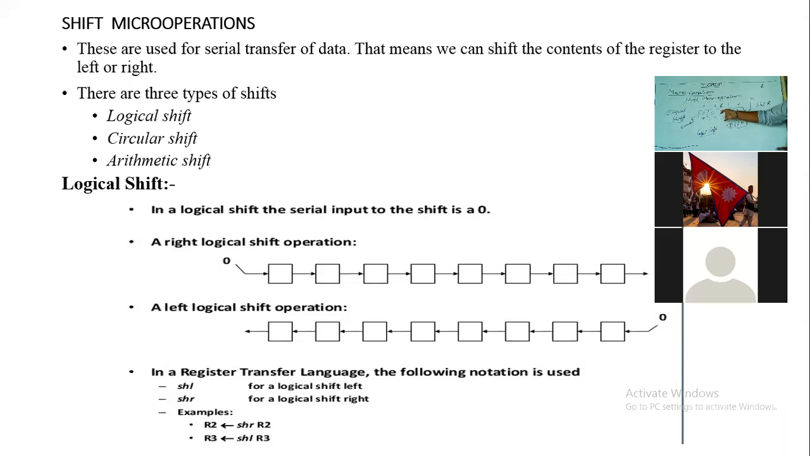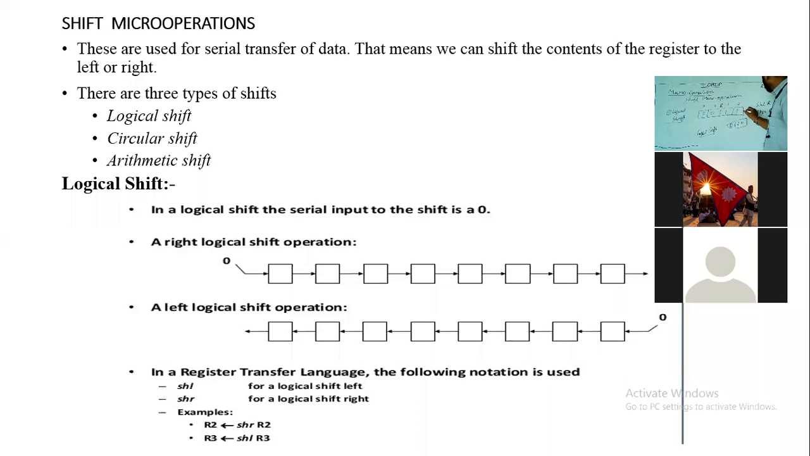Okay, the example is this. If you want to shift data to the right side, then how will you perform the operation? What will be the output?